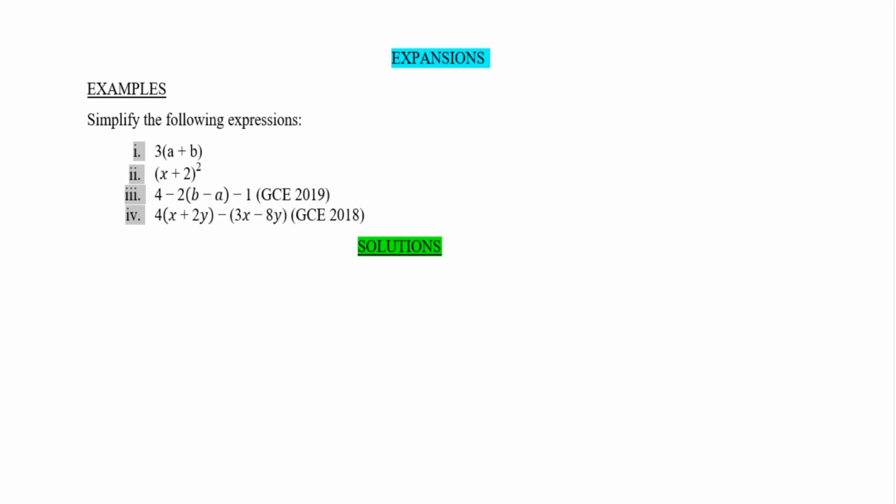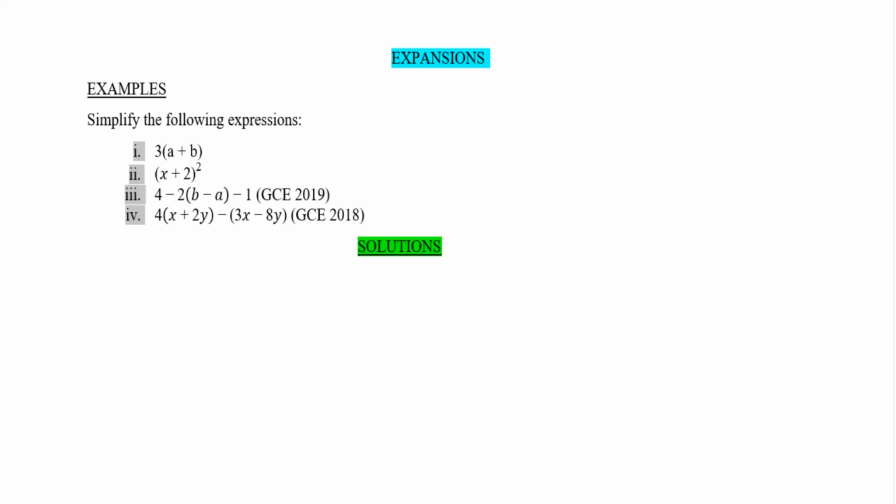Alright, this part talks about expansions. We're going to look at how to open the brackets, and we call this one the distributive law. We will go direct into the examples. We have to simplify the following expressions. So after expanding, then we simplify. We add the like terms or subtract the like terms, since we said they can be added or subtracted.